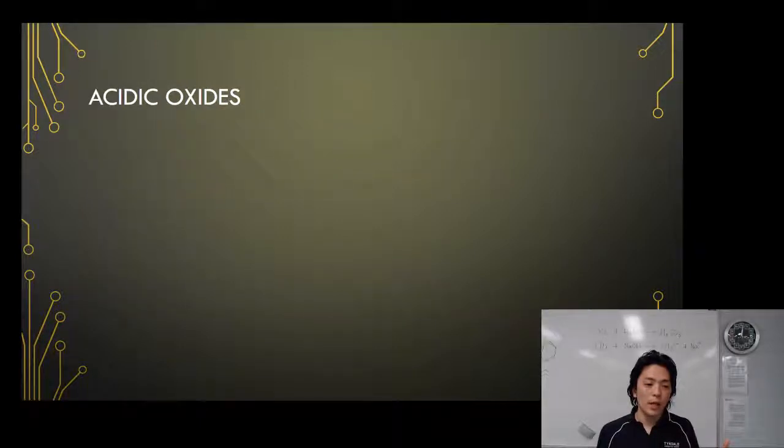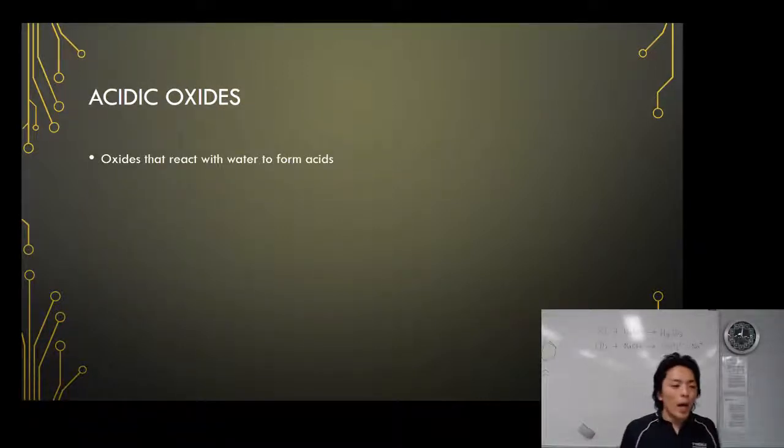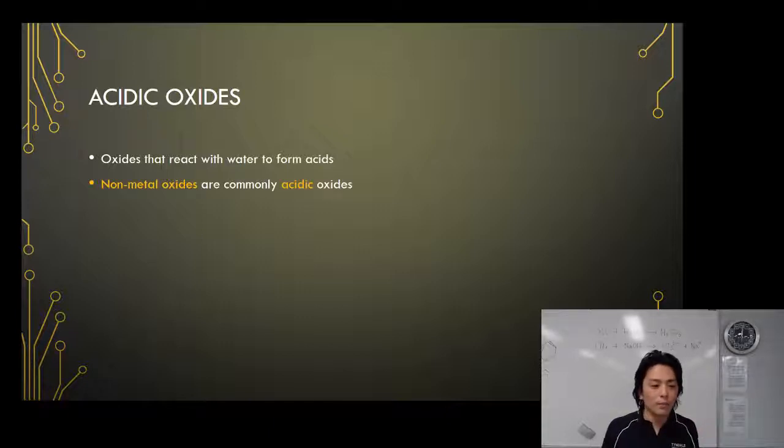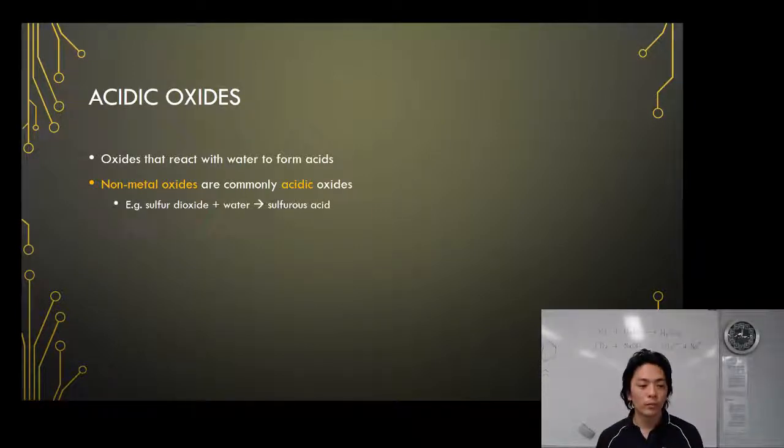So acidic oxides, when they react with water, what do they form? They will form what's called oxyacids. They will make acids, oxyacids. Non-metal oxides will generally make acidic oxides. So that's highlighted in orange, make sure you highlight it in your notes as well. Non-metal oxides are commonly acidic oxides, meaning when they react with water, they will make some sort of oxyacids.